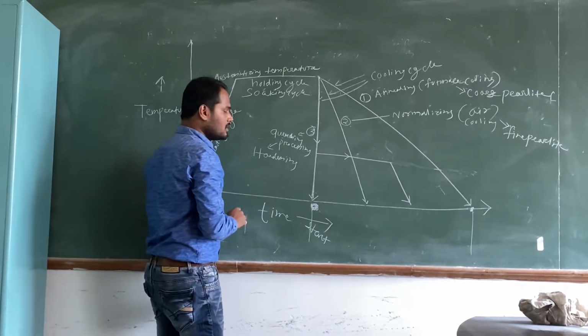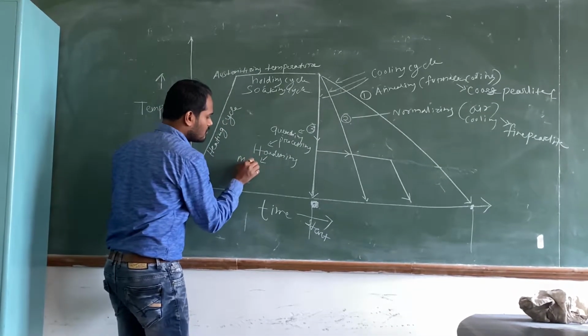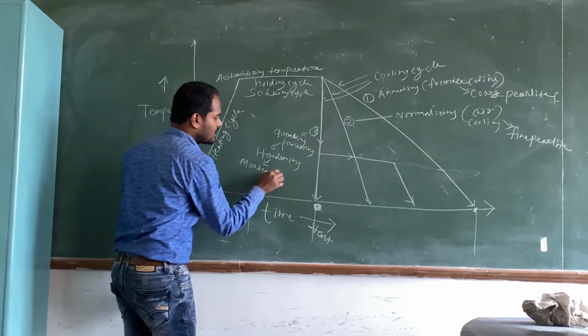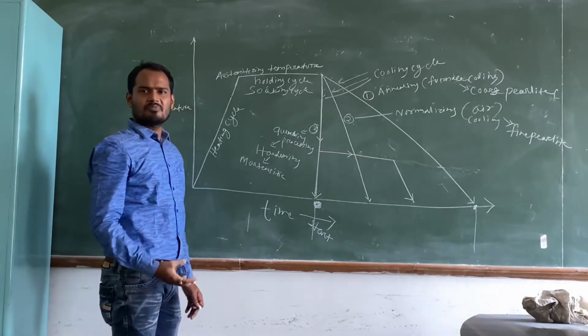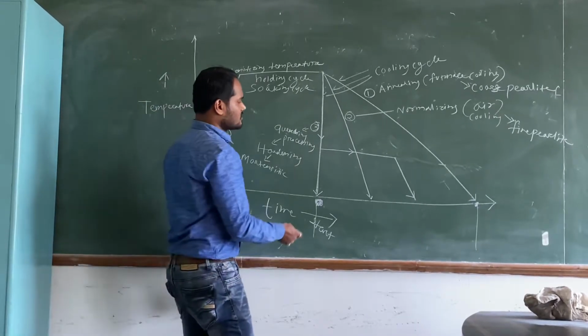Hardening always gives you which microstructure? It gives you martensite microstructure. That means the steel will be very hard because martensite is there, right? Next one is this one.